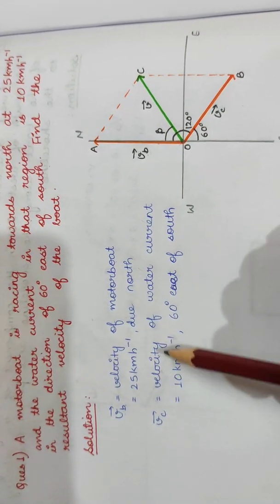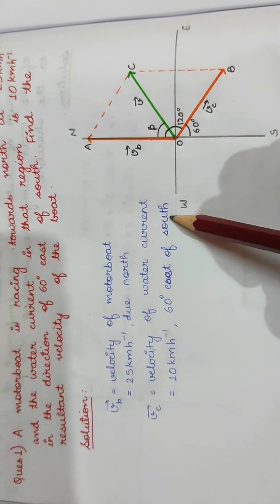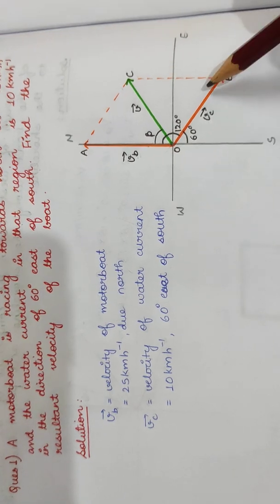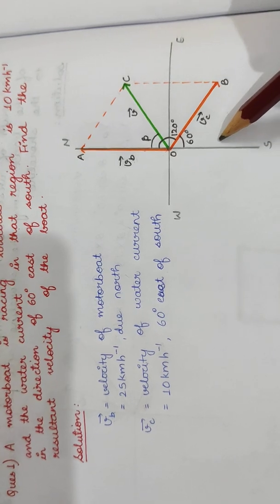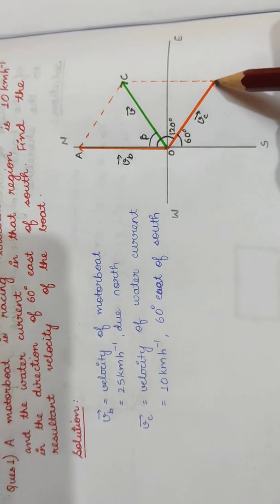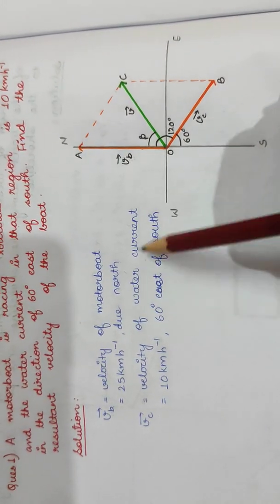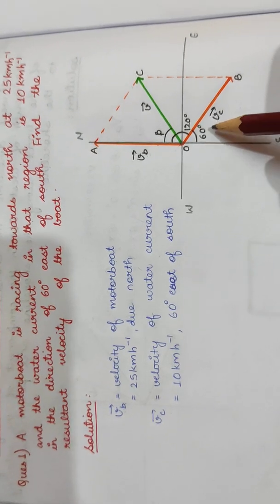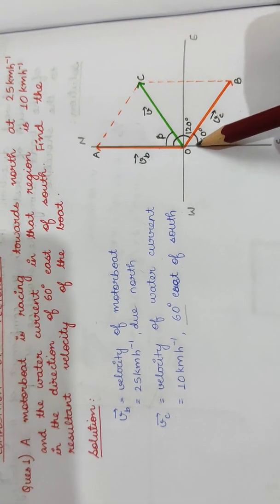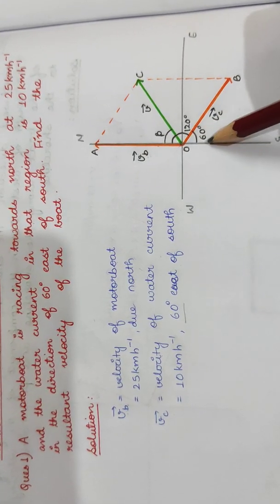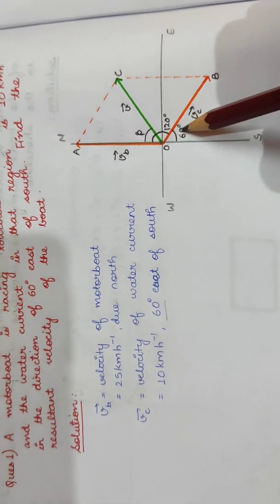Now next we are talking about velocity of water current, which is 10 km per hour 60 degree east of south. So from south direction it is 60 degree towards the east. Fine, so it is 60 degree east of south. So we will draw this OB, which represents vector VC, the velocity of water current. It is given in the question that it is 60 degree east of south, so the angle between south direction and this vector VC will be 60 degree.